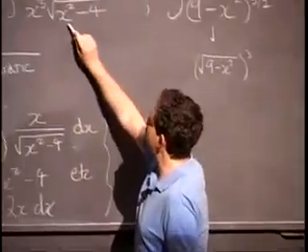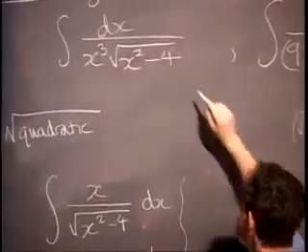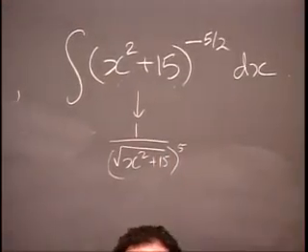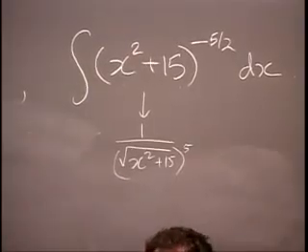Here you have the square root of x squared minus something. Here you have the square root of something minus x squared. And here you have the square root of x squared plus something. Those are the only 3 possibilities.